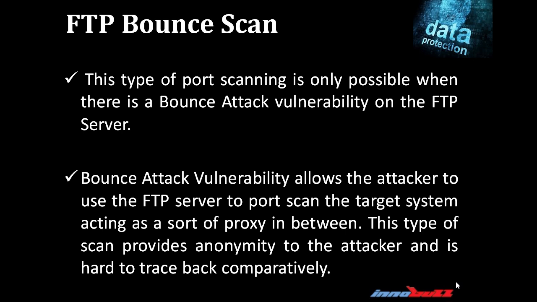Next scan is FTP bounce scan. This type of port scanning is only possible when there is a bounce attack vulnerability on the FTP server. Bounce attack vulnerability allows the attacker to use the FTP server to port scan the target system, acting as a sort of proxy in between. This type of scan provides anonymity to the attacker and is comparatively hard to trace back.